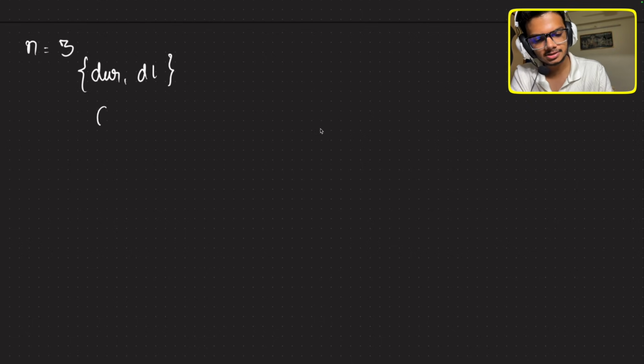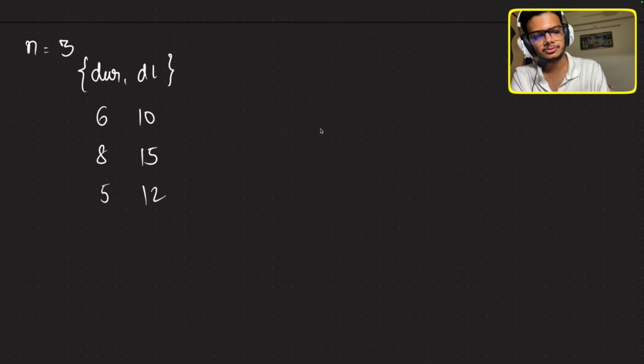So they were 6, 10, 8, 15, 5, 12. So what does this mean? The first task has a duration of 6 and a deadline of 10. The second task has a duration of 8 and a deadline of 15. And the third task has a duration of 5 and a deadline of 12.